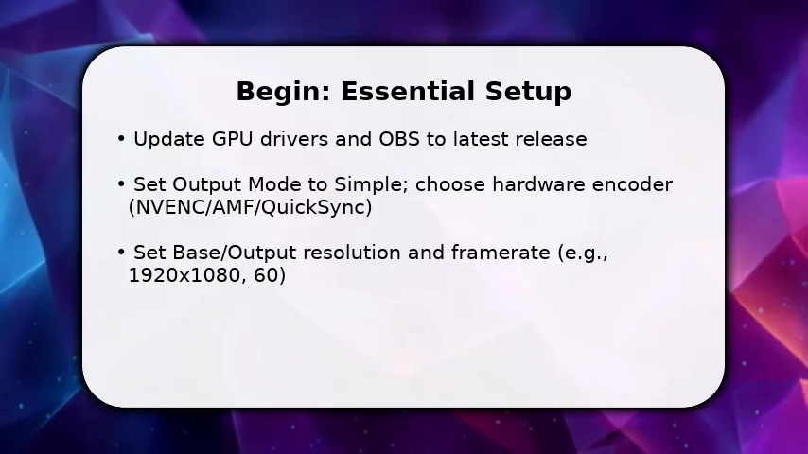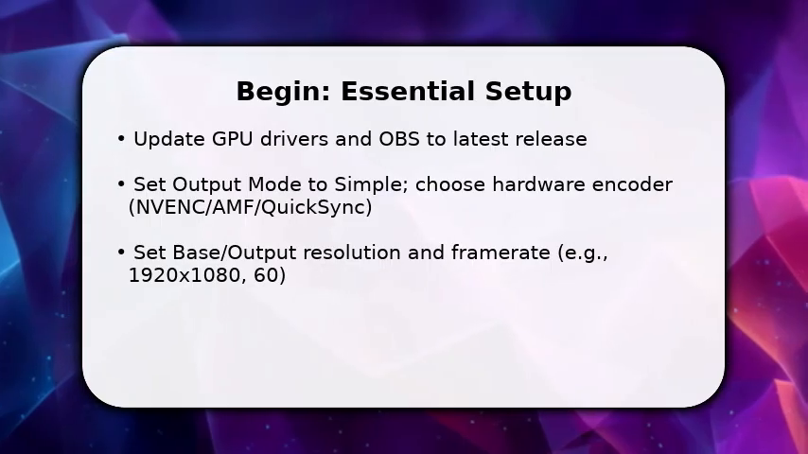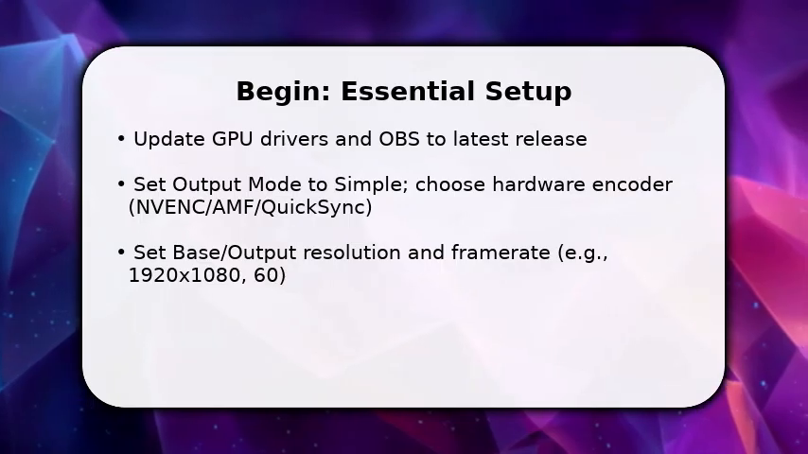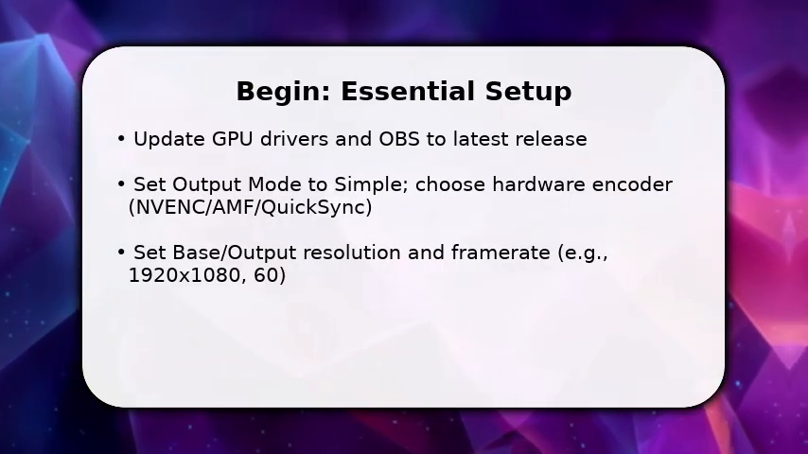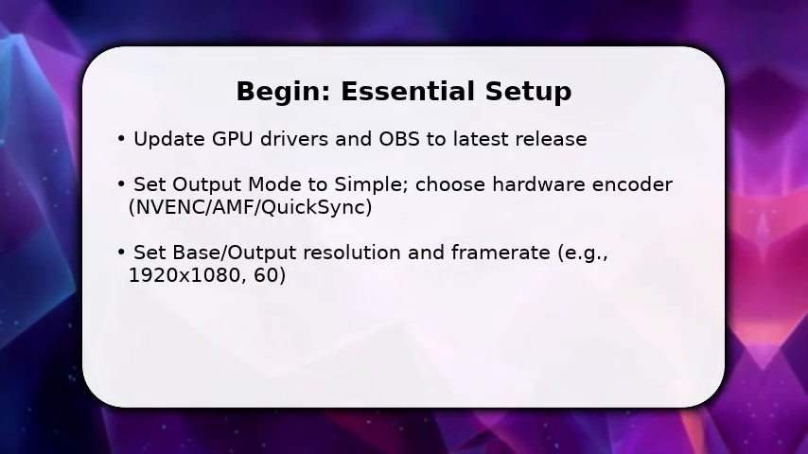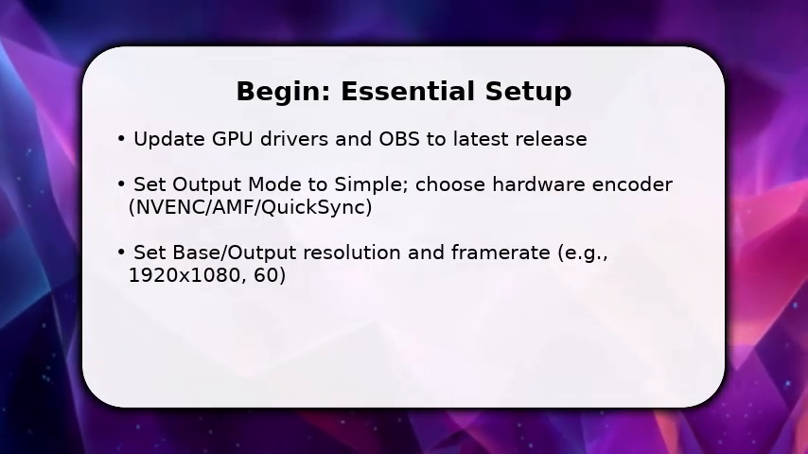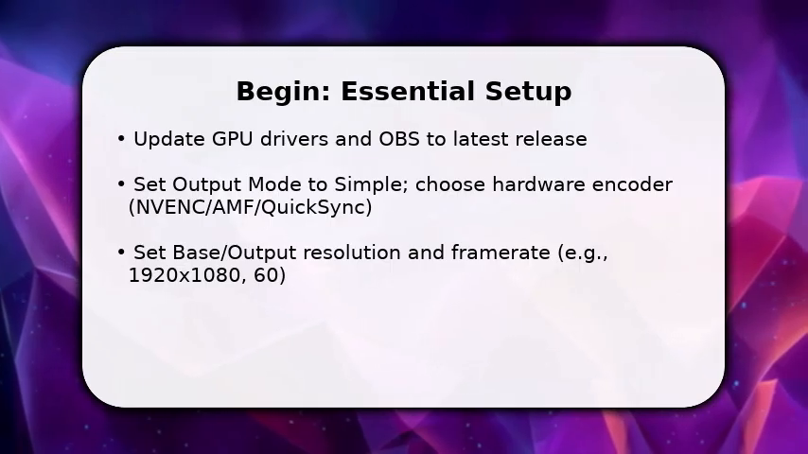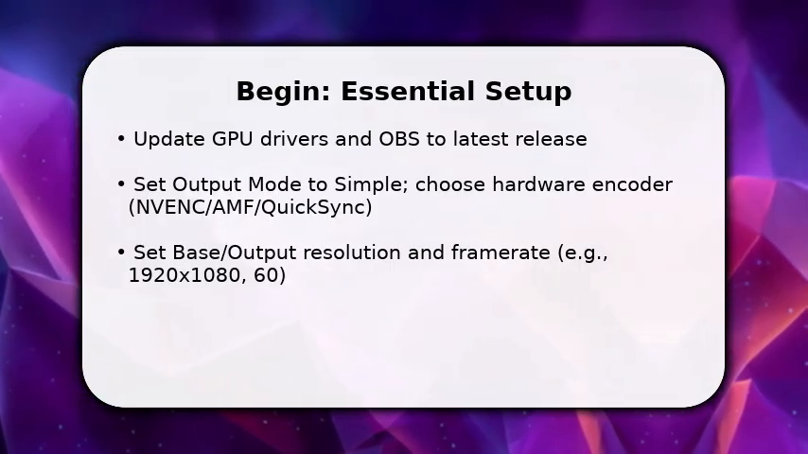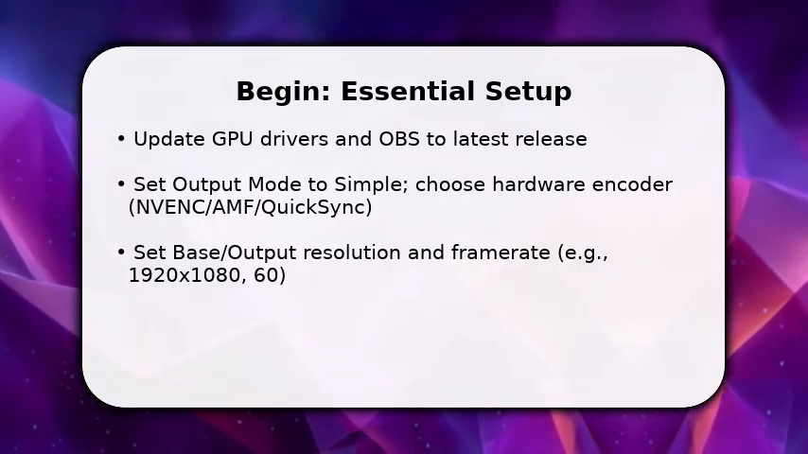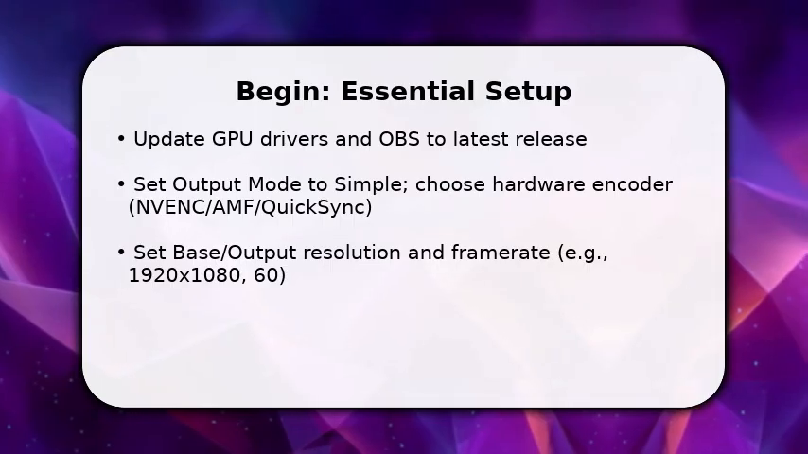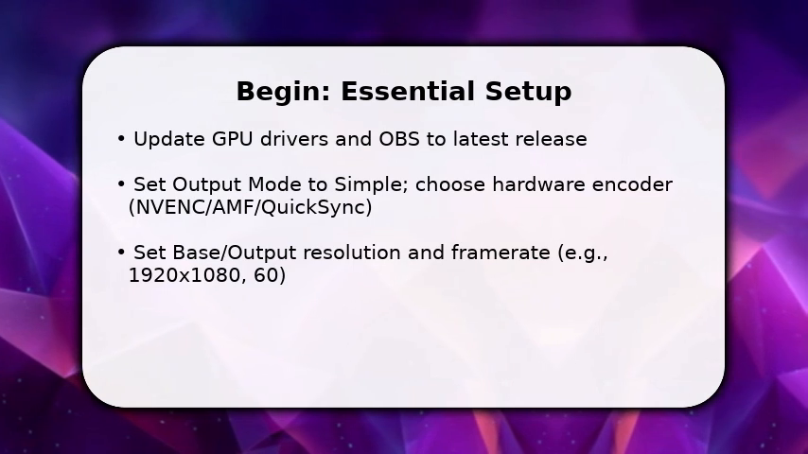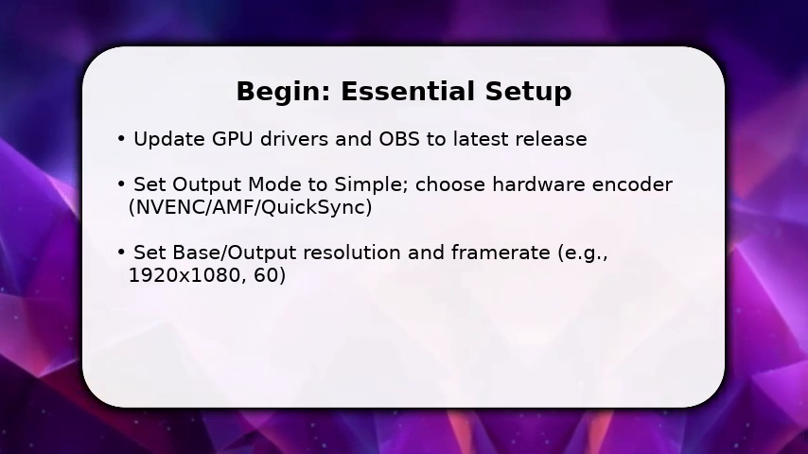You start by getting the essentials right. Update your GPU drivers and OBS so you avoid compatibility bottlenecks. Once done, open Settings and switch output mode to Simple, then pick a hardware encoder like NVENC to offload work from the CPU. Make sure to set base and output resolution and a target frame rate. For example, 1920 x 1080 at 60, because capturing at too high settings forces encoding overhead and causes lag.